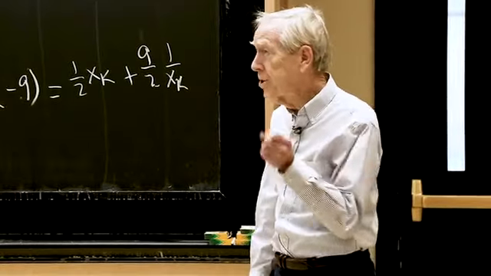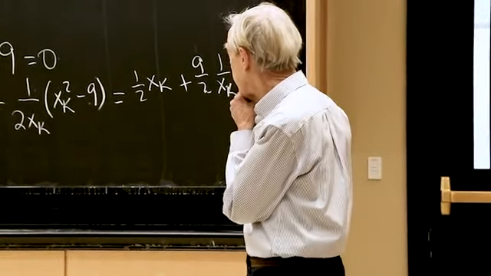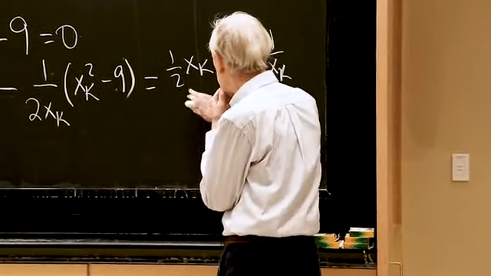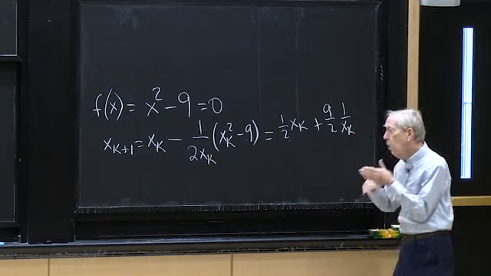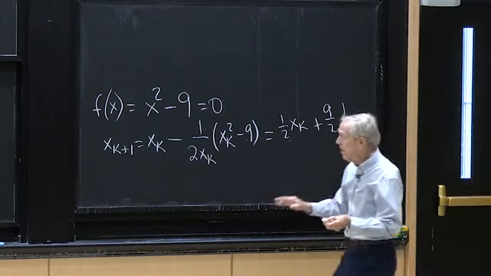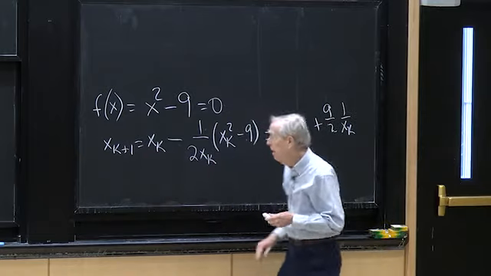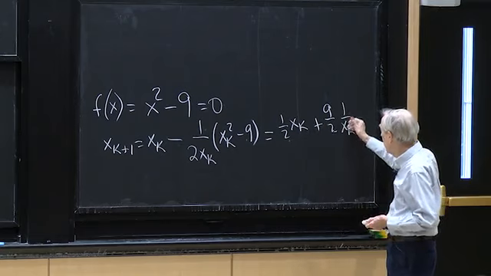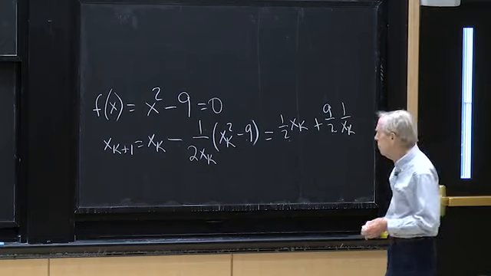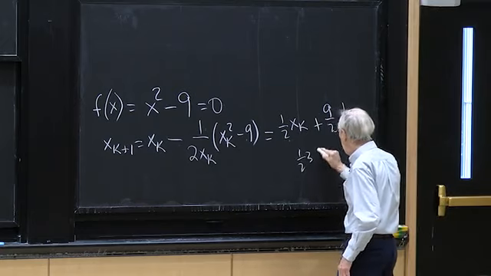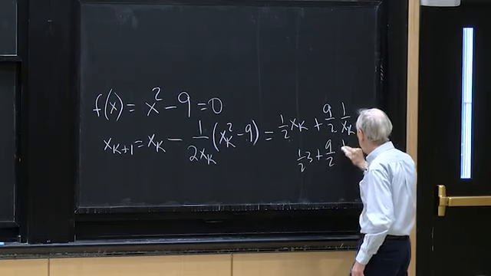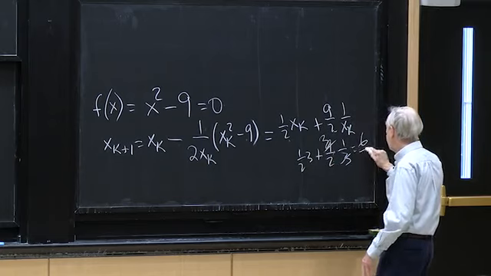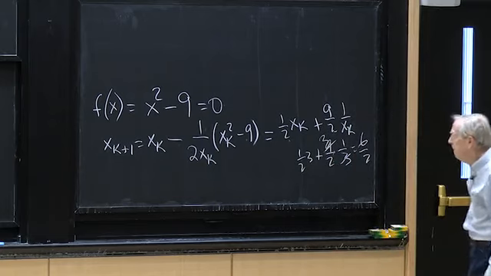Can I just check that I know the answer is 3? Can I be sure that I get the right answer, 3? So that if xk was exactly 3, then of course I expect xk plus 1 to stay at 3. So does that happen? Half of 3 and 9 halves of 1/3, what's that? Okay, that's 3 halves and 3 halves. That's 6 halves, and that's 3. Okay.